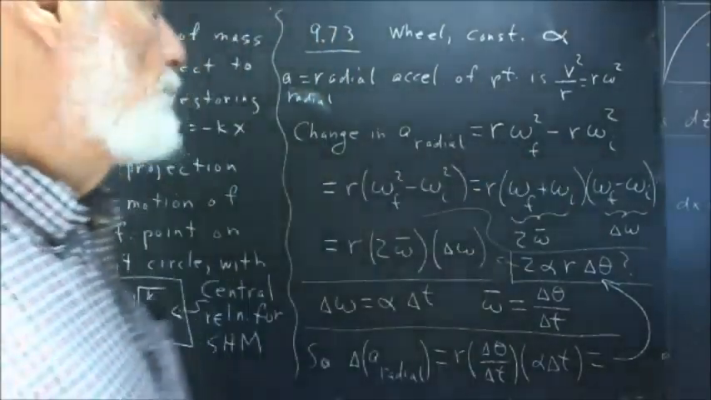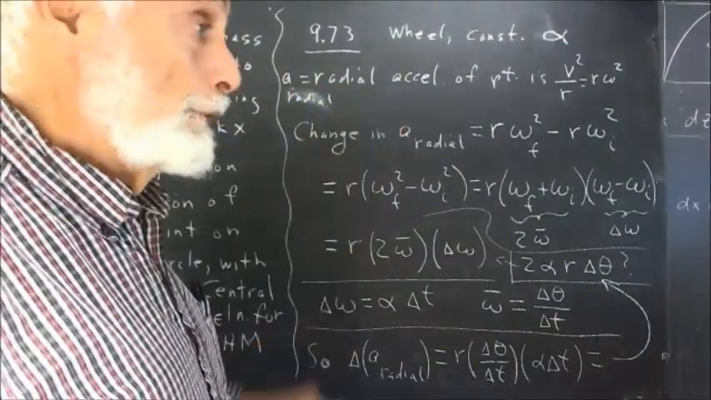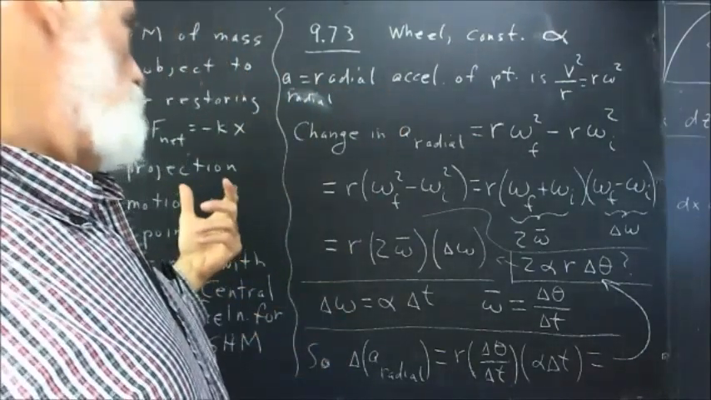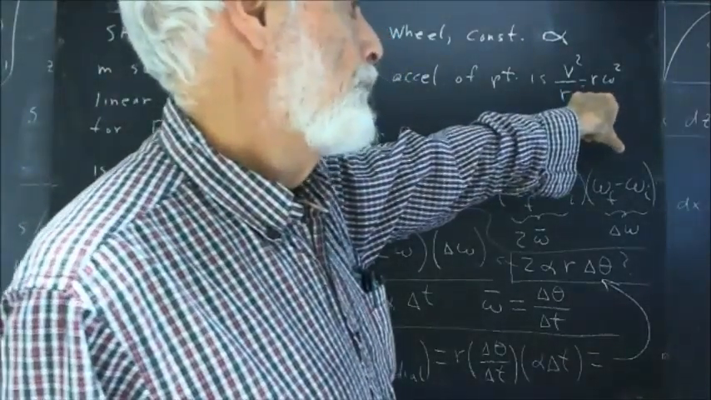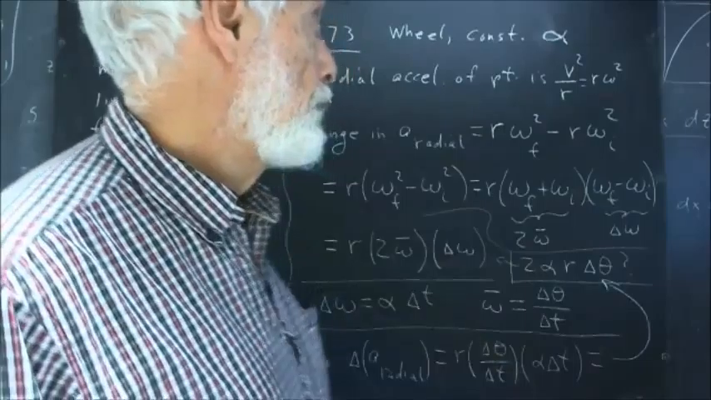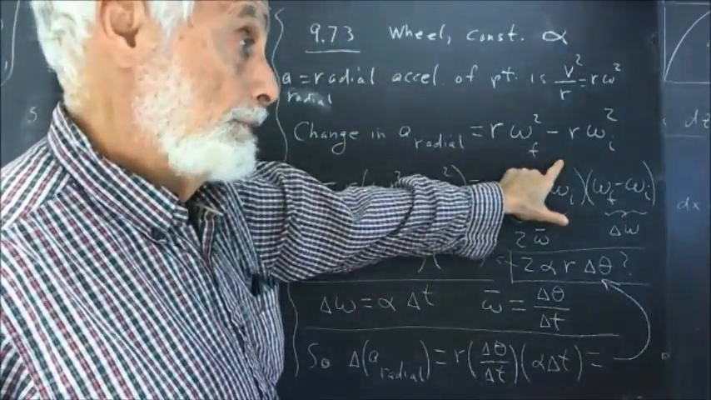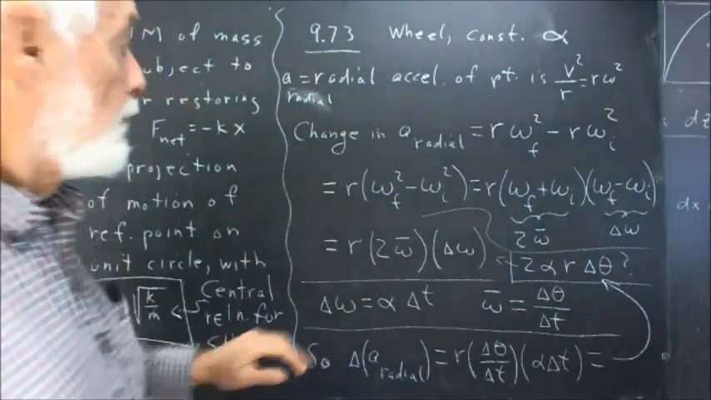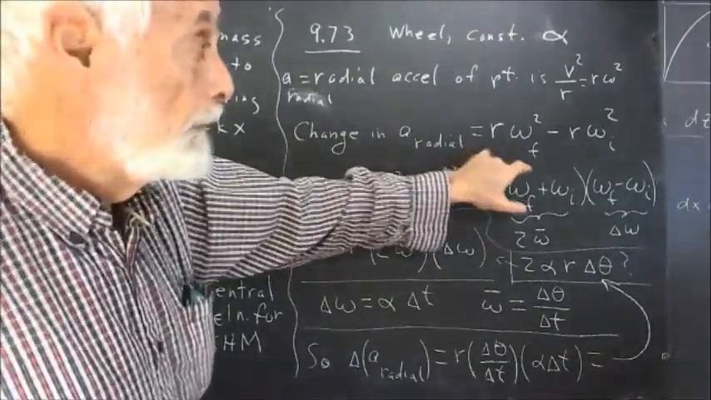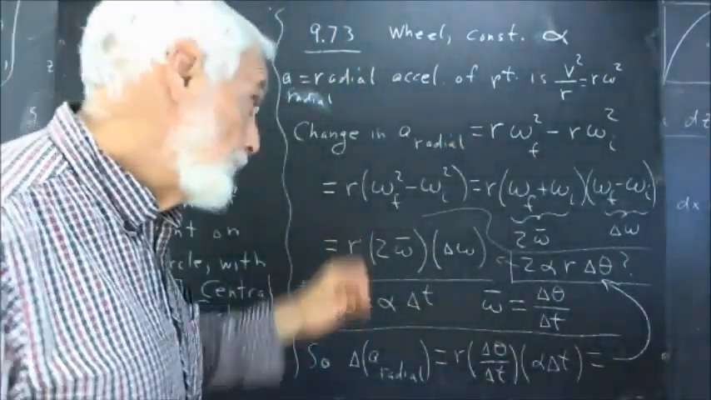Now, all this should be pretty obvious. We're asked something about the radial acceleration, and what do we do? Well, we first say, here's the radial acceleration. We define the radial acceleration. Then what's the change in radial acceleration? These are obvious questions that we should ask and answer. Now, having done so, we've got to look at this expression and see what can be done with it.